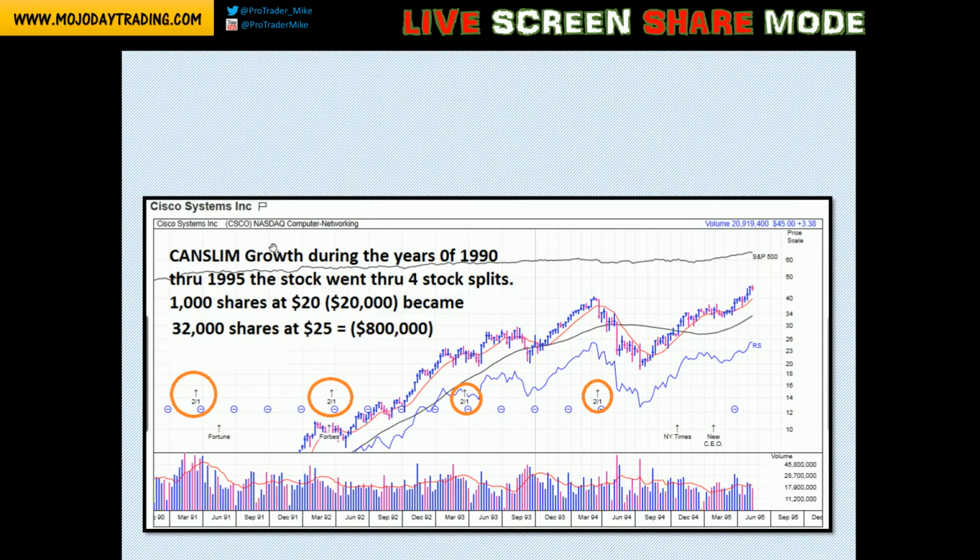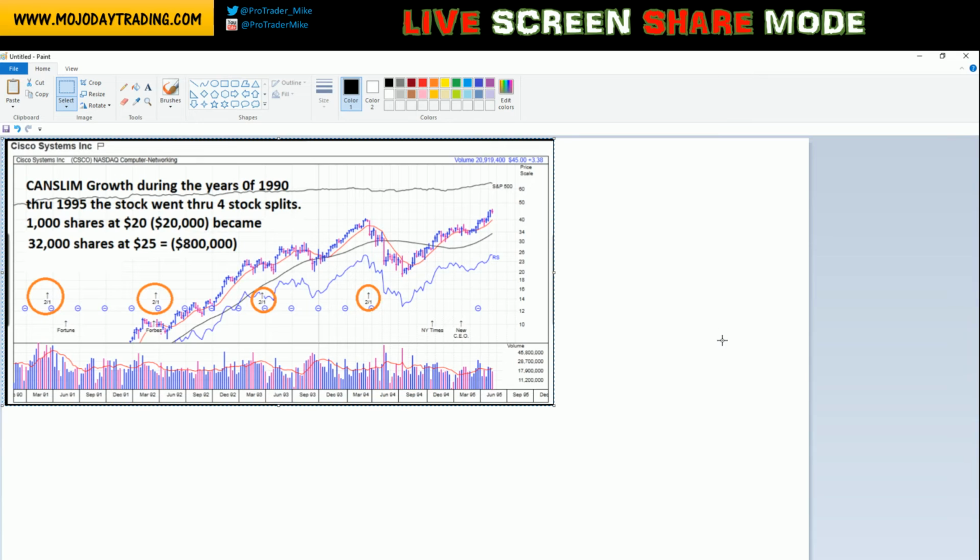So here's CAN SLIM growth during the years of 1990 through 1995 on a stock called Cisco Systems that created huge wealth for investors if you followed the CAN SLIM system and held the stock every 3 months while it went through its earnings reports. And as long as it didn't break the pattern of increasing earnings, you were able to stay in that particular stock. So let's show you right here.